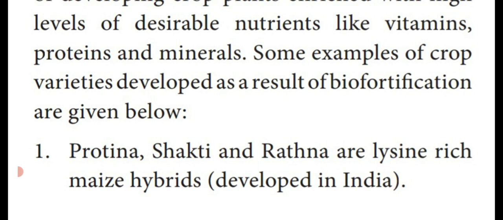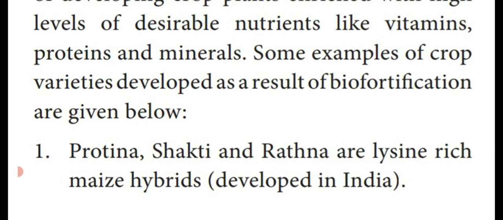So different examples of improved nutritional quality crops are given here. First one, Proteina, Shakti and Ratna are lysine rich maize hybrids. Lysine is an amino acid, that means a protein content. So these Proteina, Shakti and Ratna are the different varieties of newly formed maize crop with a rich lysine amino acid or protein content.